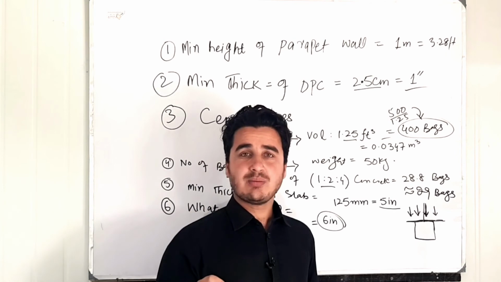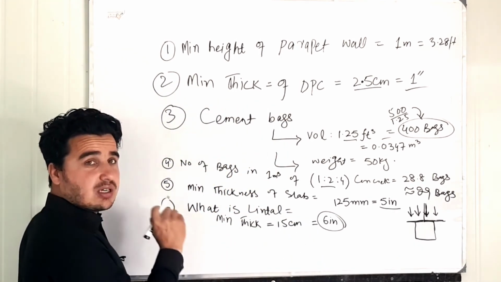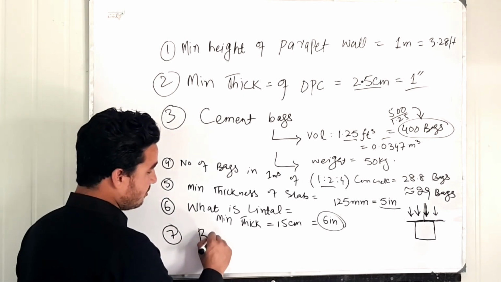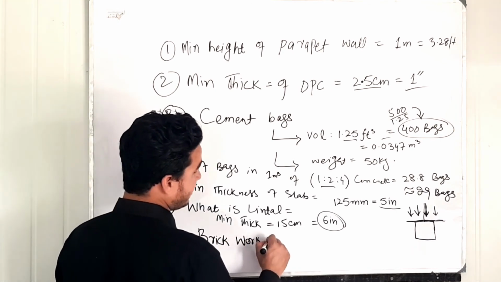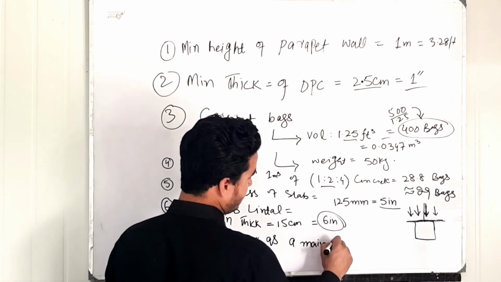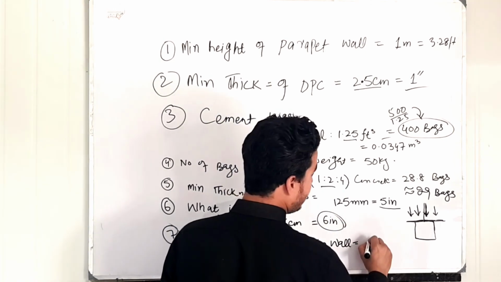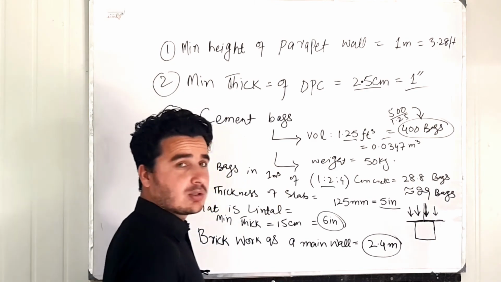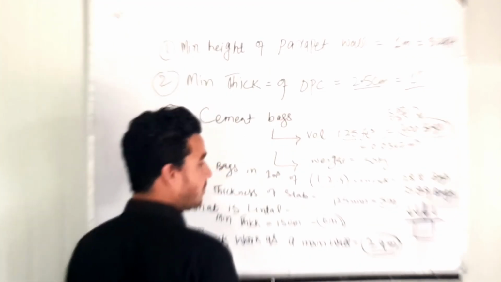Now to question number 7: what will be the height of this lintel? In case of brickwork, in a main wall, the height of the lintel must be 2.4 meter. So this is the minimum height of the lintel.